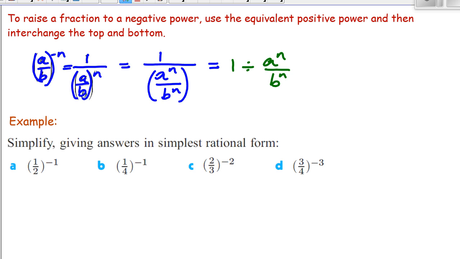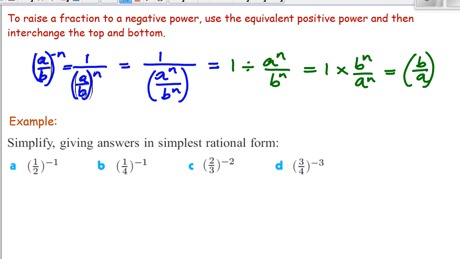Now, if you divide a fraction, what do you do to the last fraction? If you divide fractions, you get the reciprocal of the last fraction and change the division to multiplication. So what we end up with here is 1 multiplied by b to the power n over a to the power n, which is the same as b over a to the power n.